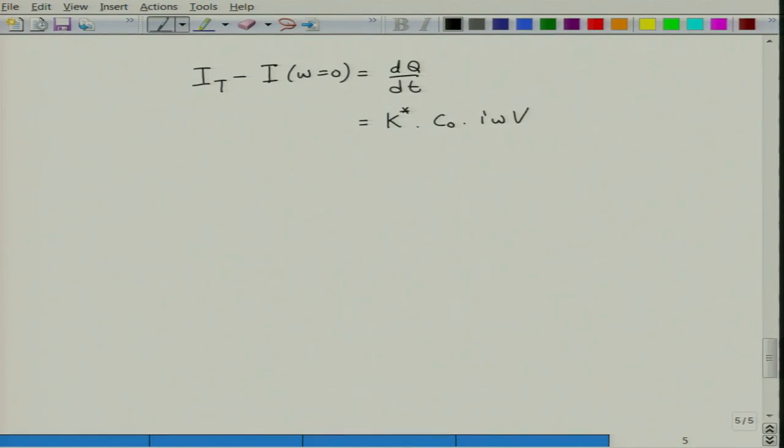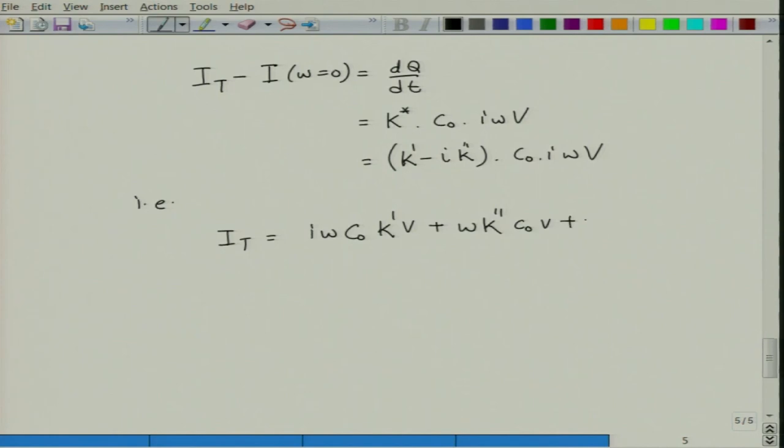If you take V as V naught exponential I omega t, differentiate and do the mathematics, and then replace this K in terms of K prime minus I K double prime, or kappa, which are interchangeable in terms of words, but actually speaking it is kappa, this becomes this expression. So we can write IT to be equal to I omega C naught kappa prime V plus omega into kappa double prime C naught V plus GDC V. What is GDC V? It is basically I DC, right.